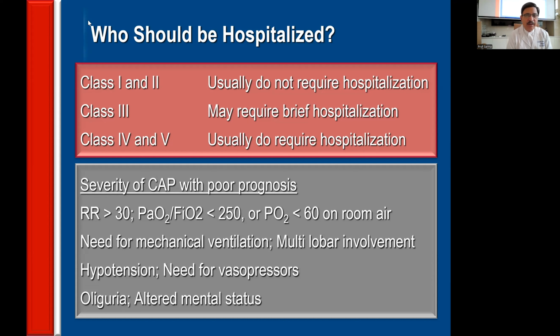If a patient has got altered mental status, oliguria, hypotension, needing vasopressor to keep the blood pressure, multilobar involvement, a patient has got patchy multilobar involvement, and he is needing mechanical ventilation. Room air saturation is less than 60, or PaO2 by FiO2 is less than 250, probably some ARDS is setting in, and then respiratory rate is more than 30. This is a patient with a poor prognosis.